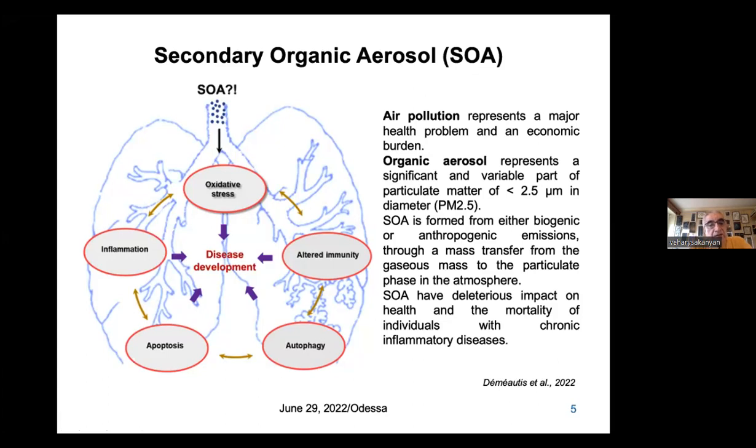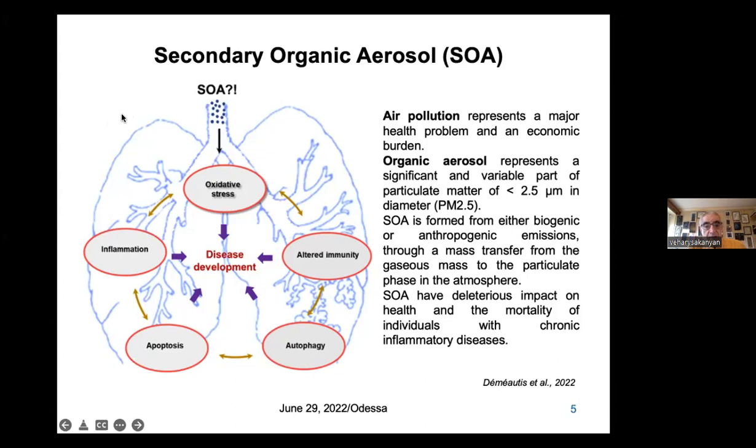And what are these secondary organic aerosols? These are small particles of the size of less than 2.5 micrometers, which can be present in the air, and we are almost in permanent contact with this aerosol because we use them, and they can be a reason for the development of oxidative stress.